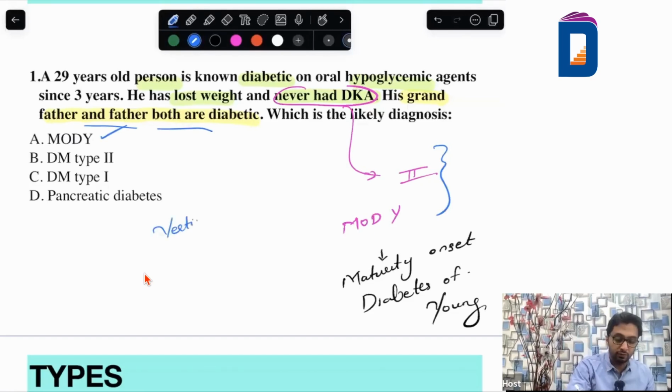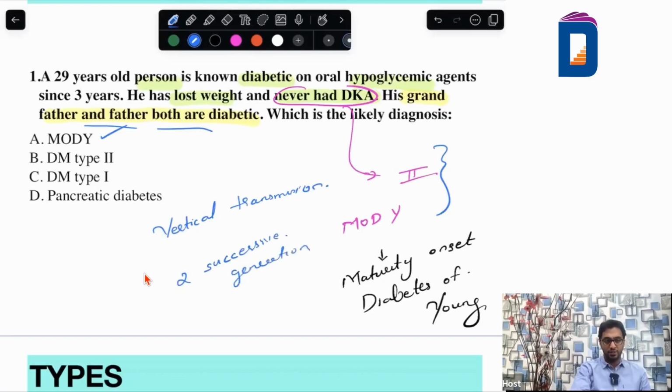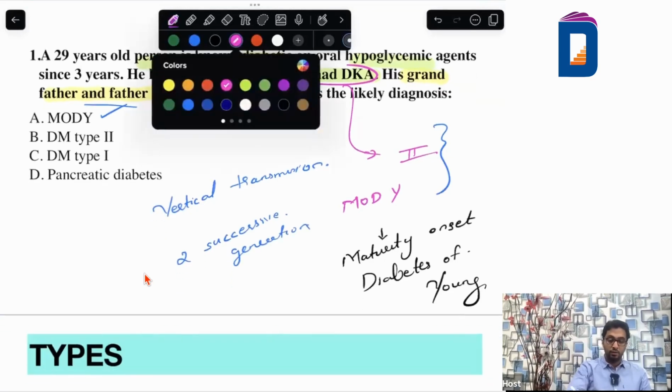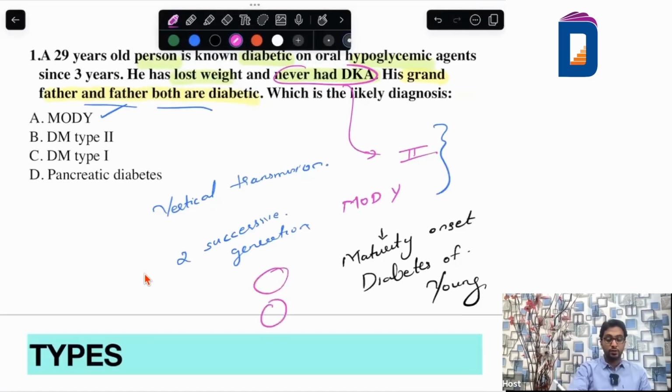Please note, vertical transmission, where at least two successive generations should have it before the person who's in the picture has it. At least two successive means what? The grandfather should have it, the father should have it, and the third one, that is the person in the picture, should have it. So this is two. And ideally they say three, meaning great grandfather, grandfather. That's not easy, but that is ideal. So two successive generations have it.